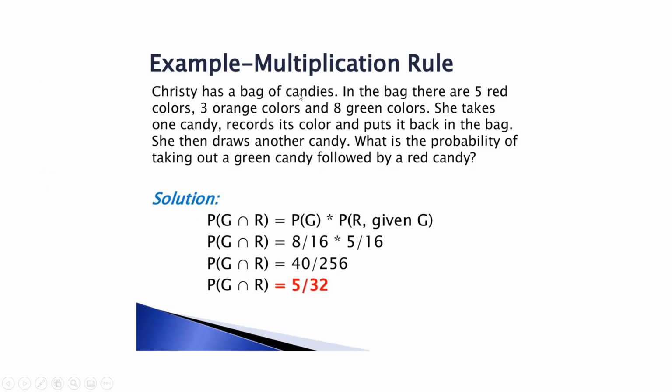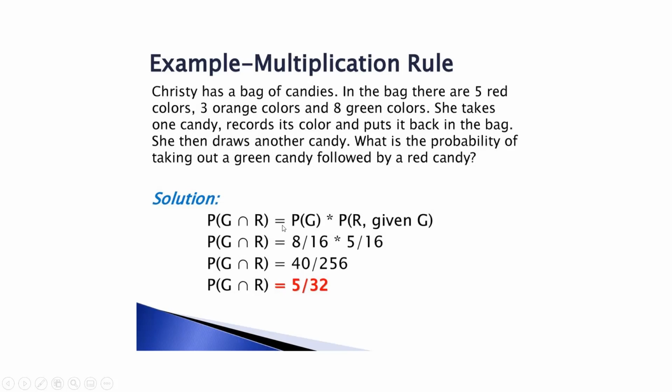Christy has a bag of candies, and in the bag there are 5 red, 3 orange, and 8 green candies. She takes one candy, records its color, and puts it back in the bag. She then draws another candy. What is the probability of a green candy followed by a red candy? So we have to see the probability of green.